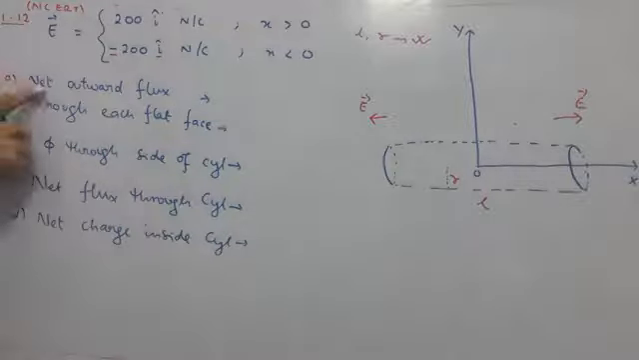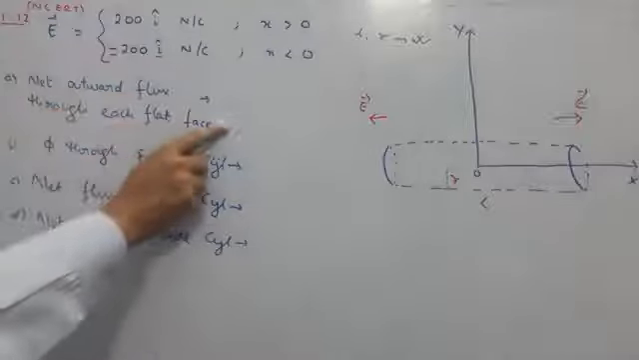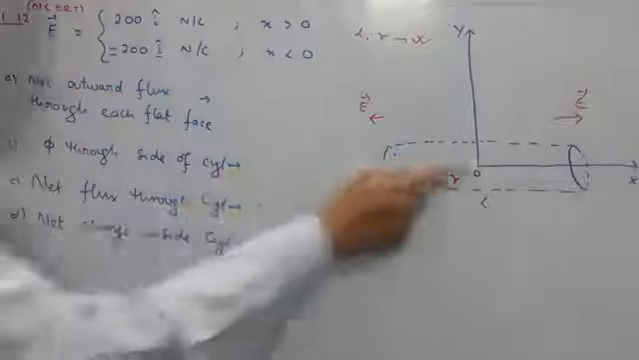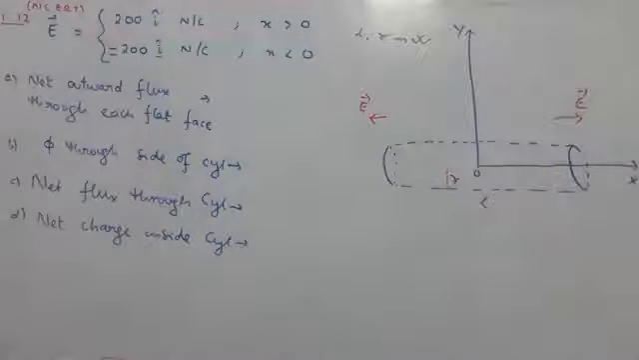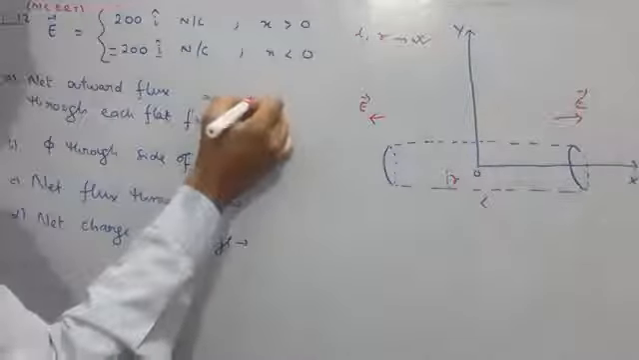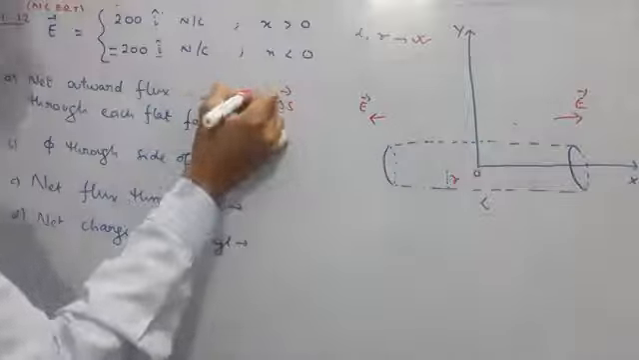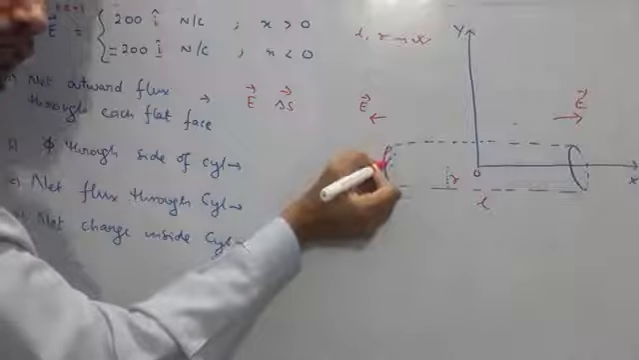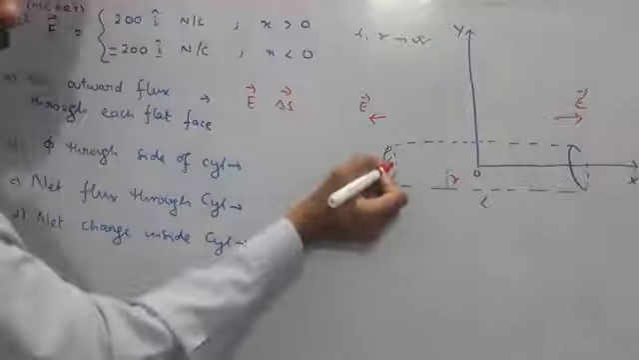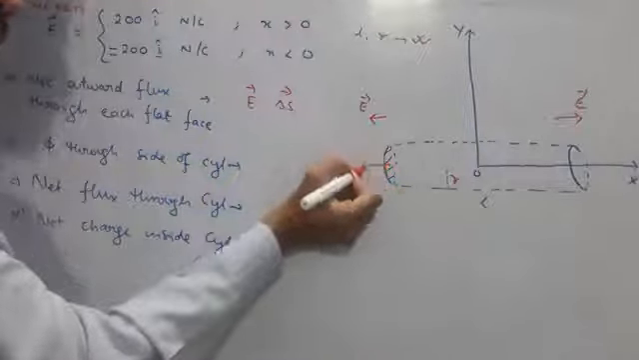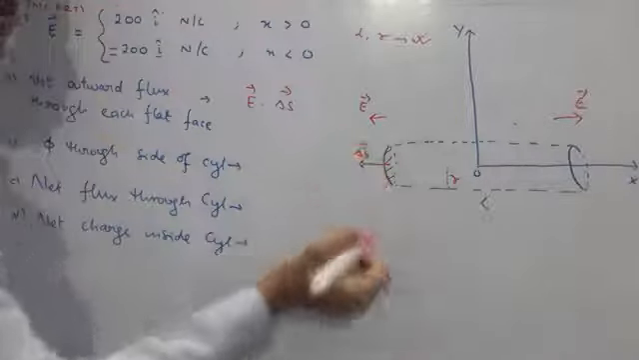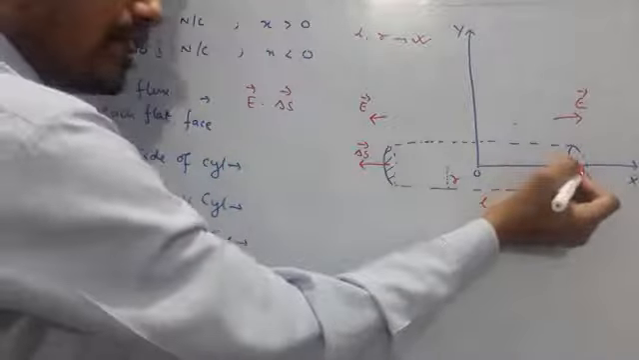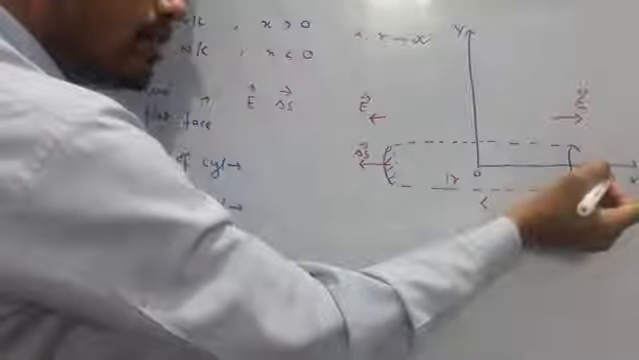The first thing they have asked is the net outward flux through each flat face. Now this is the flat face, this is the flat face. You have to find the net outward flux. Now how do you find net outward flux? The flux formula is, students, E dot delta S vector. First you see here, this is a closed surface. For this flat face, which is the outward normal? Obviously this one. So this is the delta S vector. Likewise for this flat face, this is the outward normal, delta S vector.